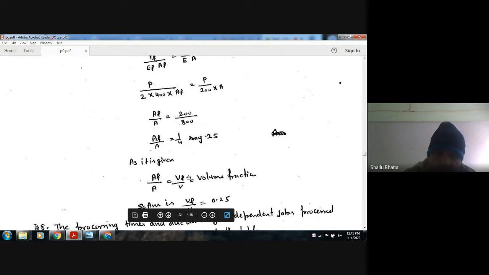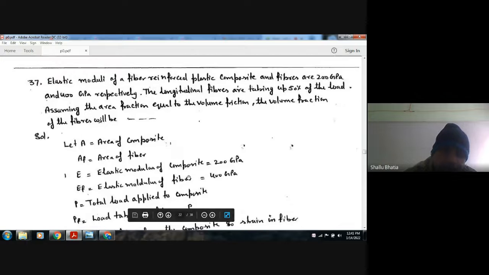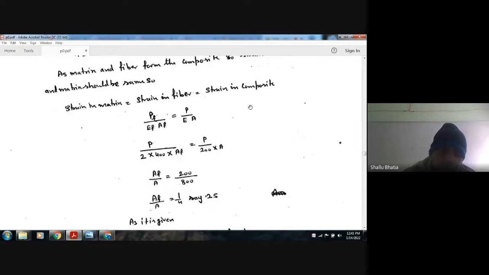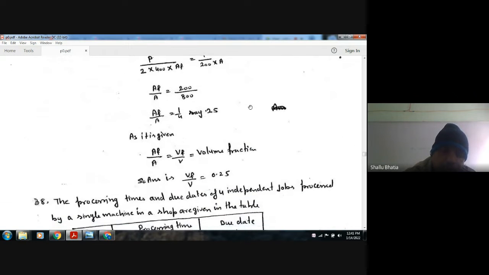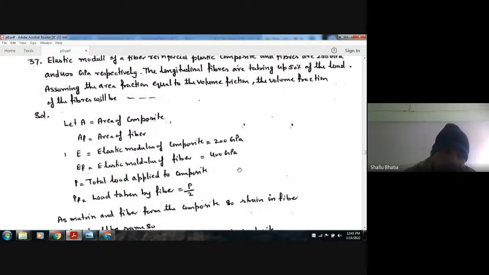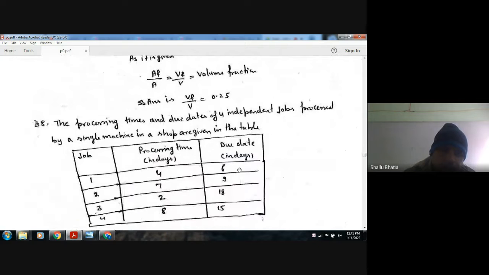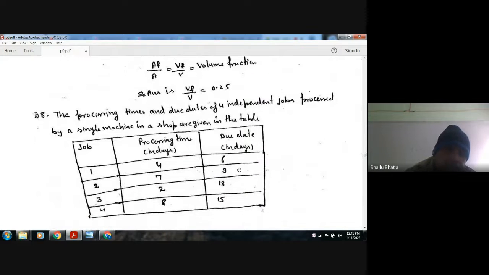It is given that the area fraction is equal to the volume fraction, so the volume will also be in the same proportion. So AF by A is equal to VF by V. So the volume fraction of the fiber will be just 0.25. So the answer is 0.25.